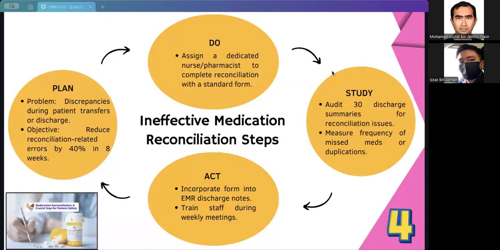Here the problem is to address the discrepancy during patient transfer or discharge. So the objective is to reduce reconciliation related error by 40% within the next 8 weeks. What we're going to do is assign a dedicated nurse or pharmacist to complete the reconciliation process using a standard form. This focused approach will help streamline the workflow and ensure accuracy.